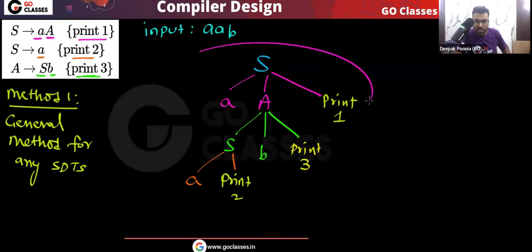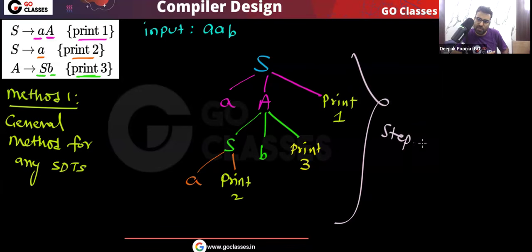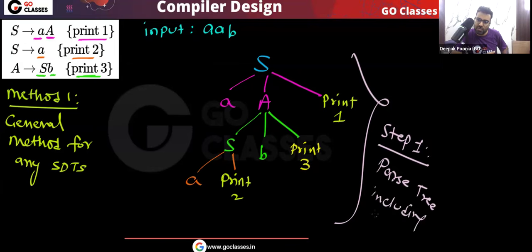Once the parse tree has been built, what we will do is a left to right depth first traversal. As soon as you arrive at a semantic action, execute it. Very simple. So this is step number 1: the parse tree, including semantic actions.